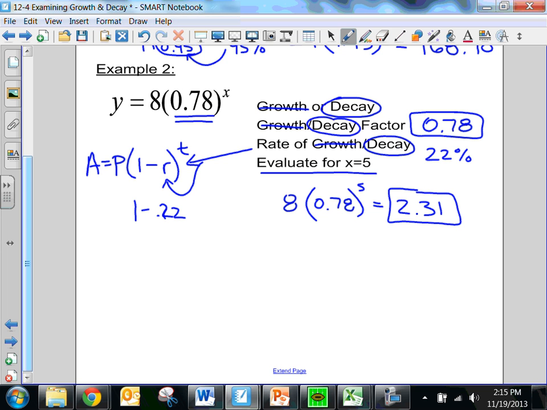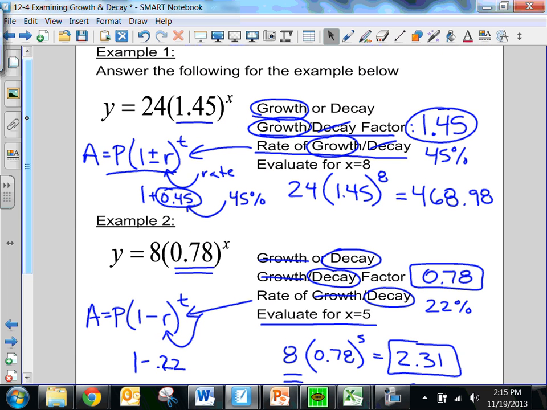And notice that it did go down. The initial or original amount was 8, and it went to 2.3, so it decayed. Real important that it decayed. And if you notice up above that it grew, it went from 24 all the way to 468. So it grew quite a lot in that problem.